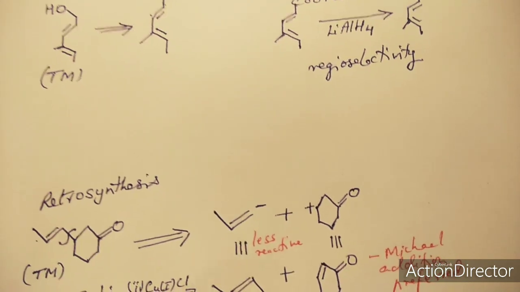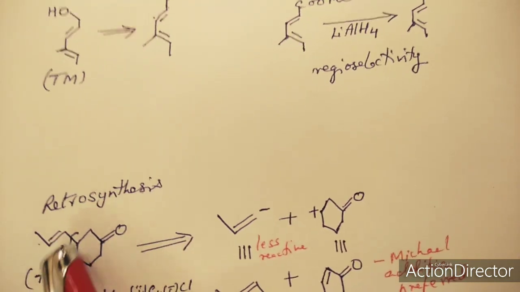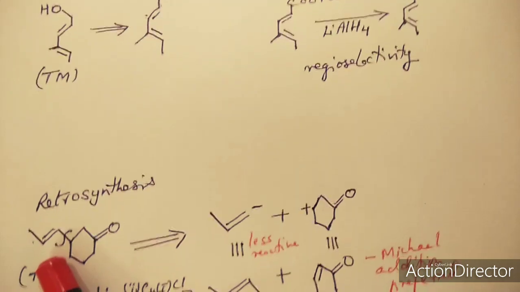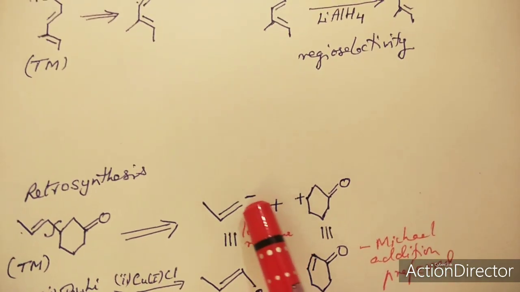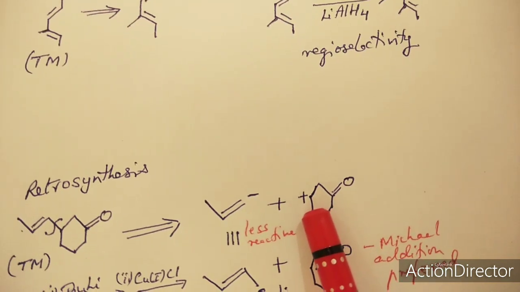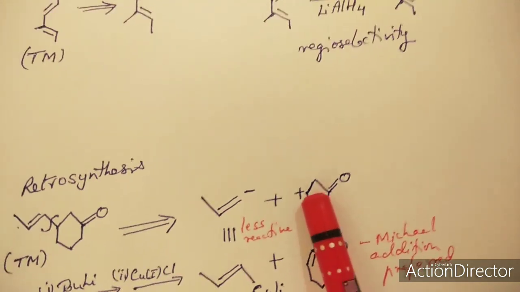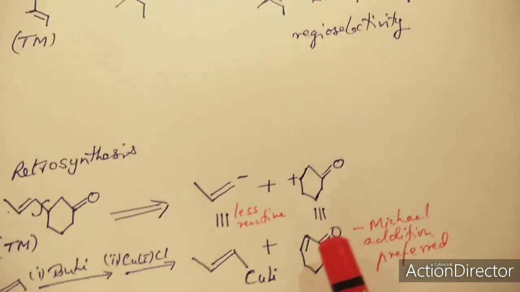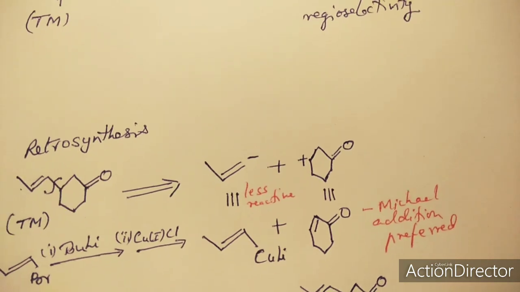if disconnected directly at this double bond, this will lead to the formation of this vinyl carbanion, negative charge, and this positive charge. This positive charge, by elimination of H positive, will lead to the formation of our reagent. The synthetic equivalent of this synthon, therefore, will be an alpha beta unsaturated ketone.